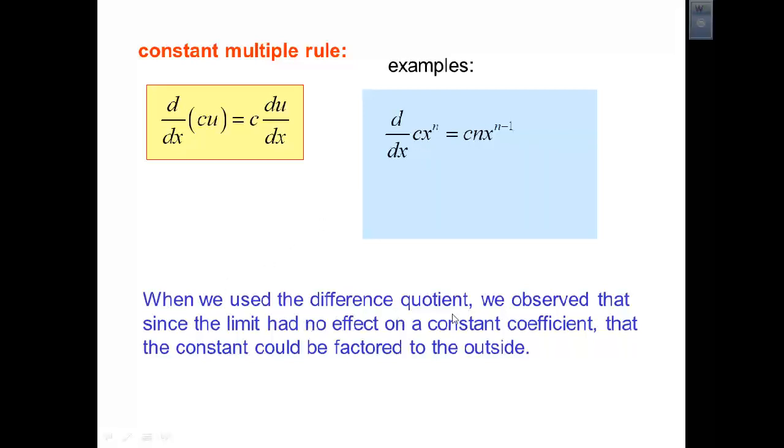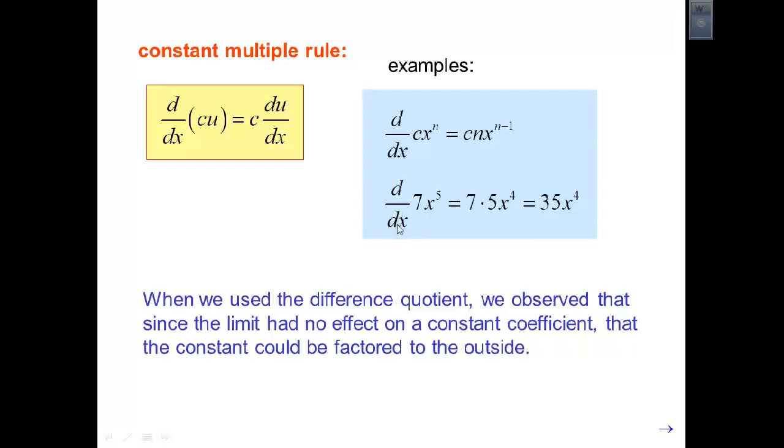Now, when we use the difference quotient, we observed that since the limit had no effect on a constant coefficient, we could just move that thing all the way out to the front. So it was smaller numbers we were dealing with, and we did not have to have such large numbers. We could just bring the constant that was common to everything out in front and outside of the limit. Same idea here.